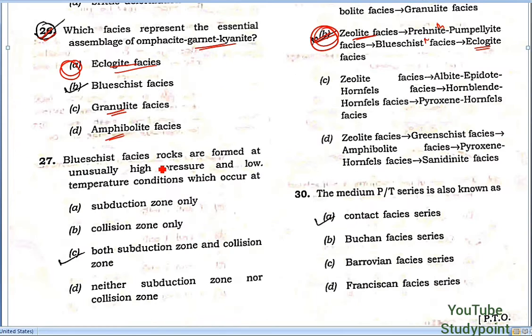Next one, blueschist facies rocks are formed at unusually high pressure and low temperature condition which occur at, right answer is option C, both subduction zone and collision zone. Next, the medium pressure temperature series is also known as, we know in medium pressure temperature prehnite and blueschist facies are formed, but this is called Barrovian facies series. This is formed in medium pressure temperature.